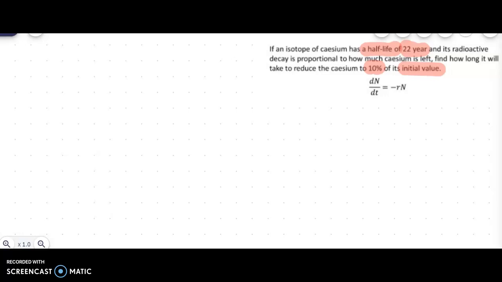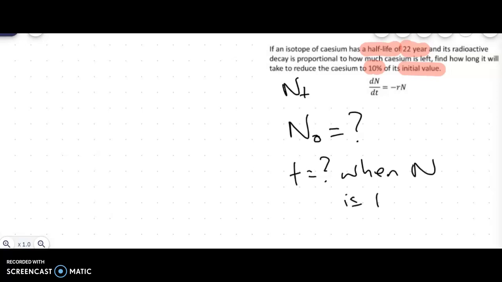All right, so they don't tell us what the initial value is, but we're trying to figure out when it's 10% of its initial value. Okay, so at the moment, let's just write down, we don't know the initial value N0, so we could say N(t) at any time. N0, that's the initial value. We don't know that, and we are trying to figure out the time when N is 10% of the initial value.